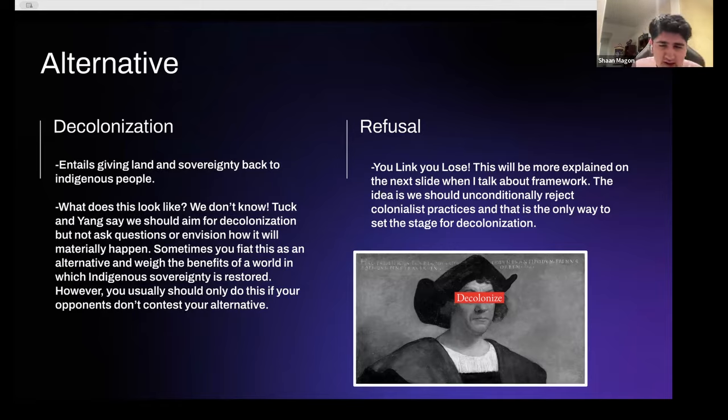However, this is not a strong argument, and I'll explain why, because there are a lot of procedural arguments that the affirmative can make as to why this is just a bad model for debate. So in my opinion, you should only ever go for this as an argument if it's just completely uncontested.